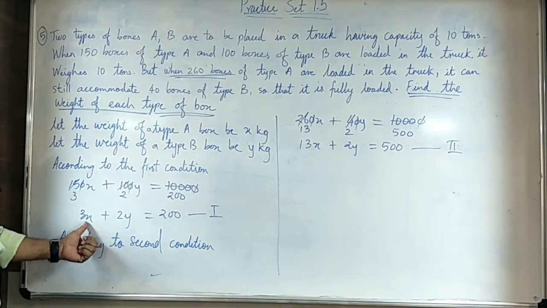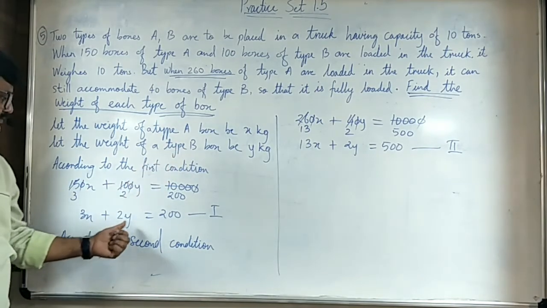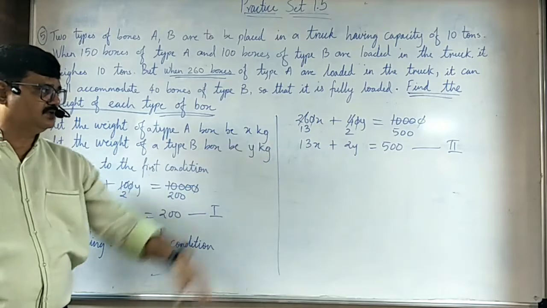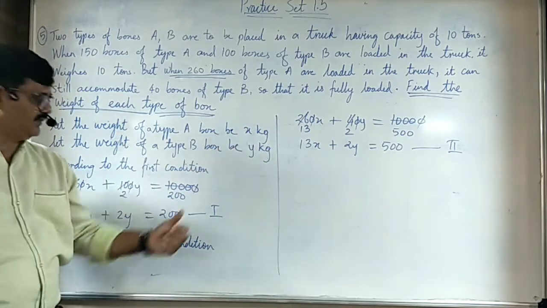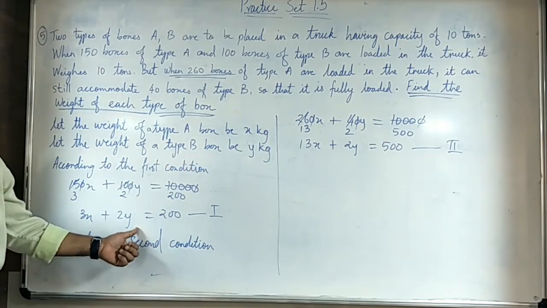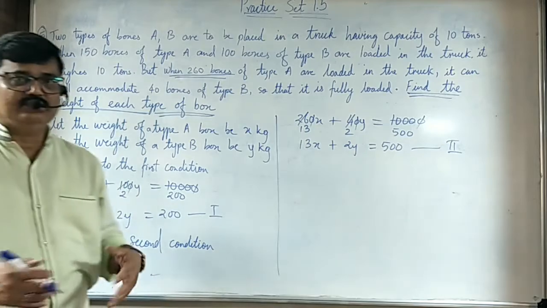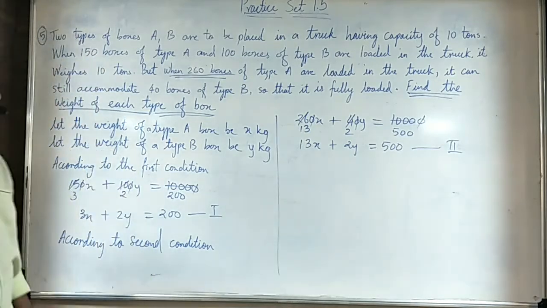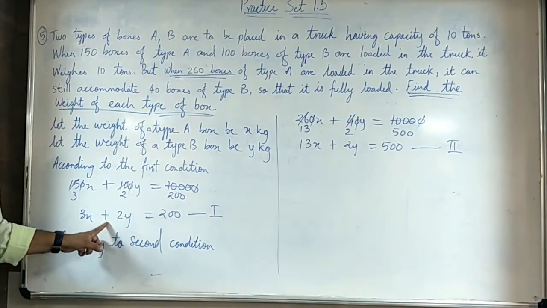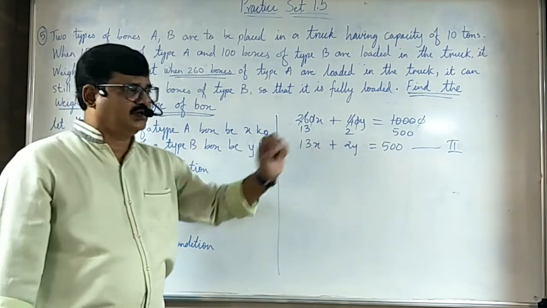So if you check this out, 3x plus 2y is equal to 200, and 13x plus 2y is equal to 500. In equation number 1 and equation number 2, I can see that the y variables are equal, so we don't have to equalize them. After that, you have to check the next step, addition or subtraction. Here 2y has a plus sign, and here also 2y has a plus sign.